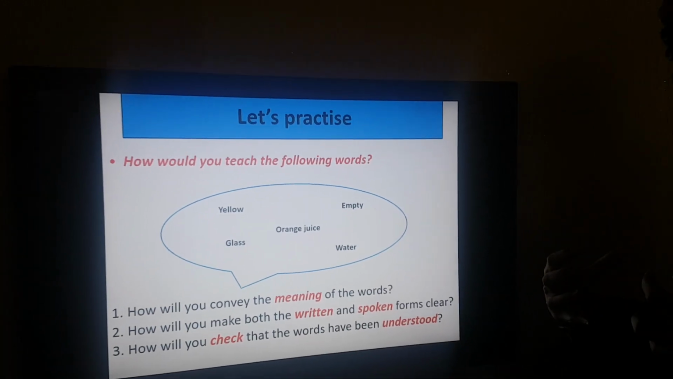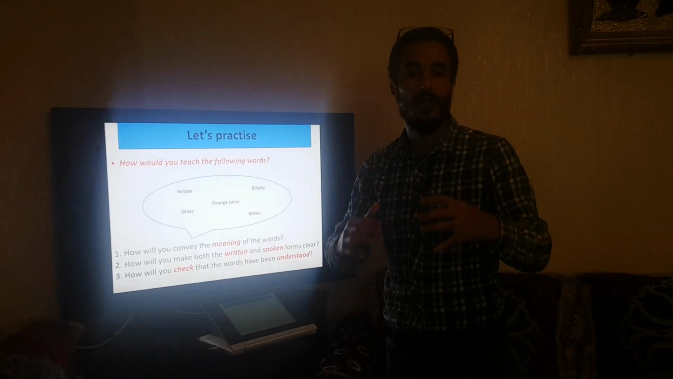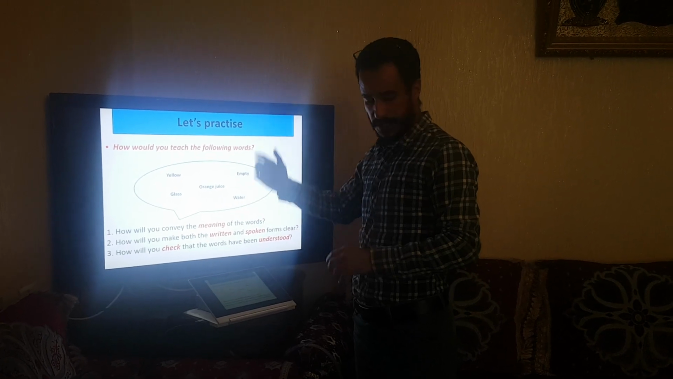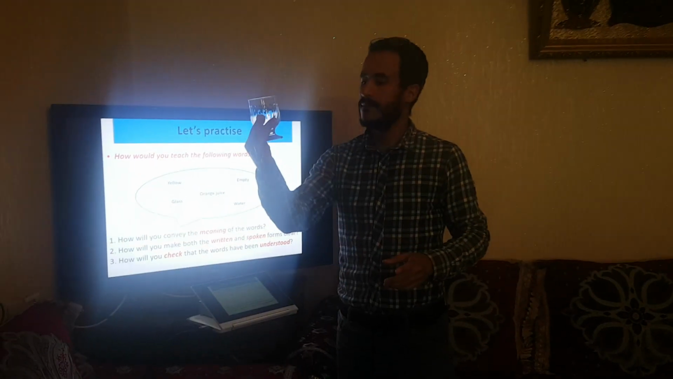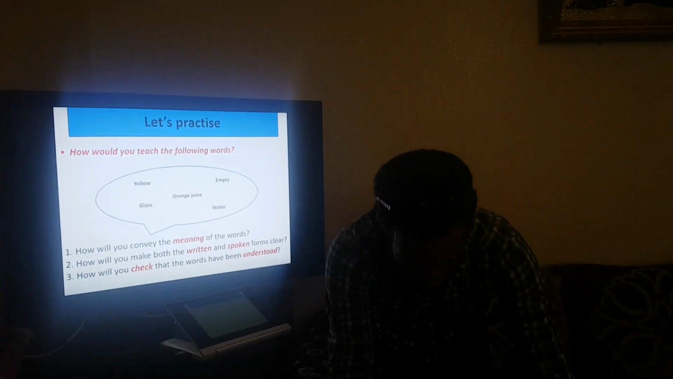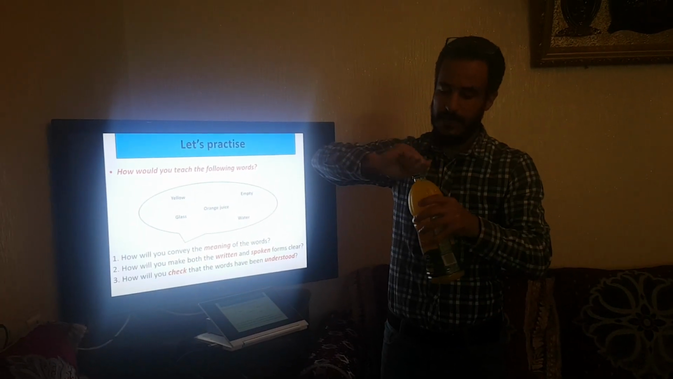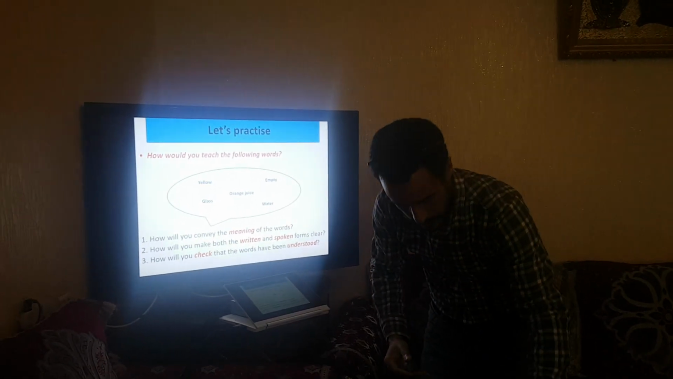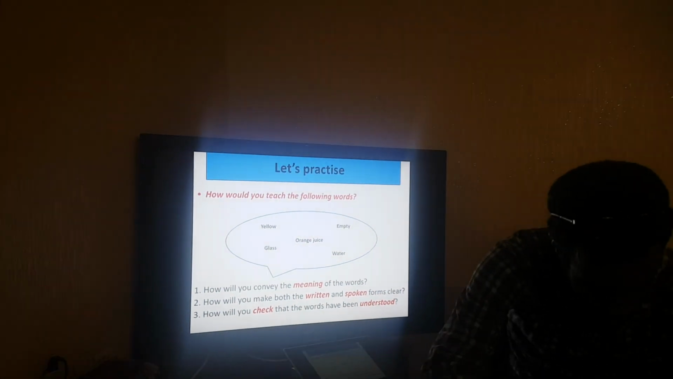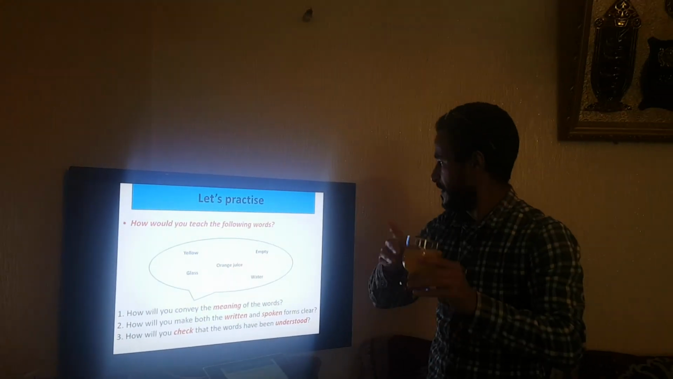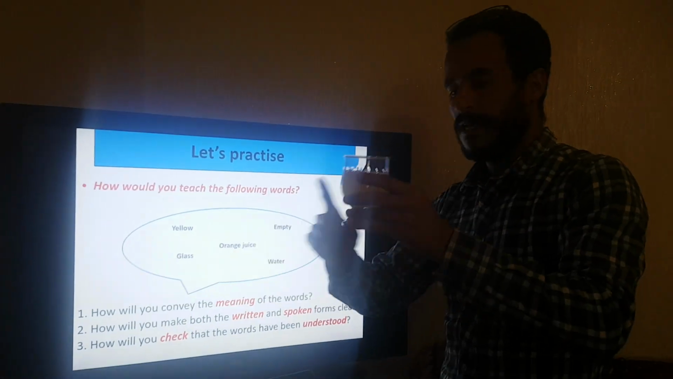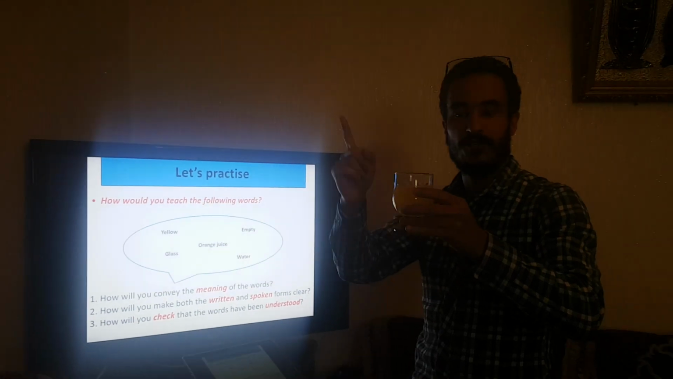For me, the best way is to use pictures or realia, especially with low-level students, beginners. For example, empty. I'm going to say this is a glass. And the glass is empty. Empty. Now, I'm going to do like this, just a demonstration using body language and realia. What's this? Orange juice. Very good. Orange juice. So the glass is not empty. I'm using the opposite.